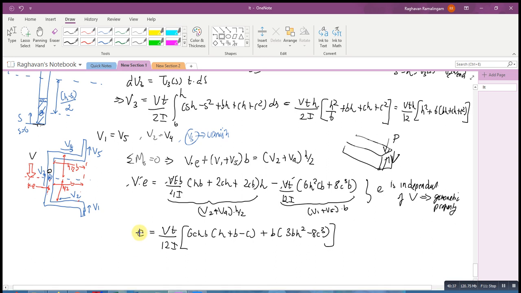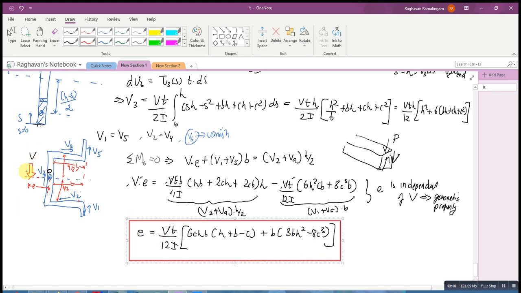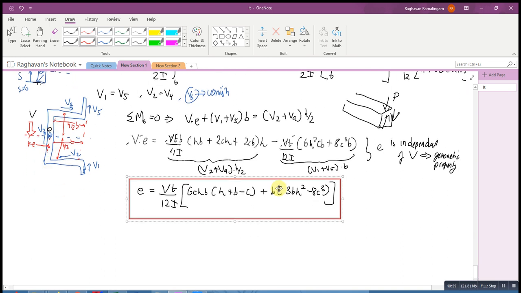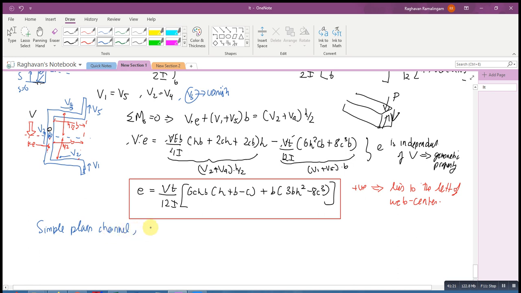As long as I get positive values for E, that means it is true that my shear center lies on the left of my web center. As long as they are positive values, it means the shear center will lie left of the web center. Now, from this you'll be able to get the result for a simple plain channel, where c equals 0. If I substitute c equal to 0 into this equation, I get nothing but, oh, I'm sorry, there should not be a v here.